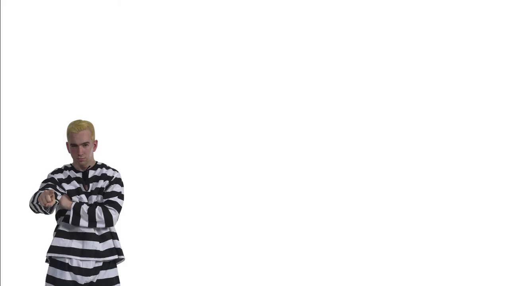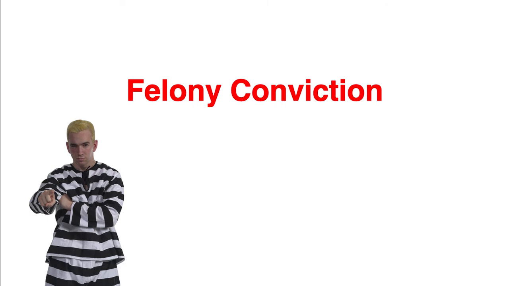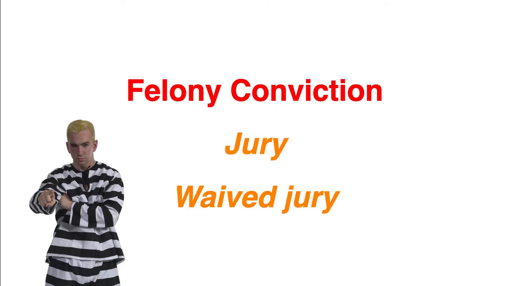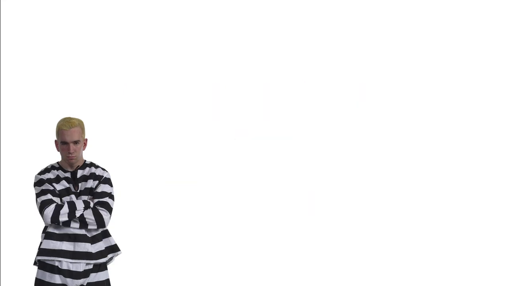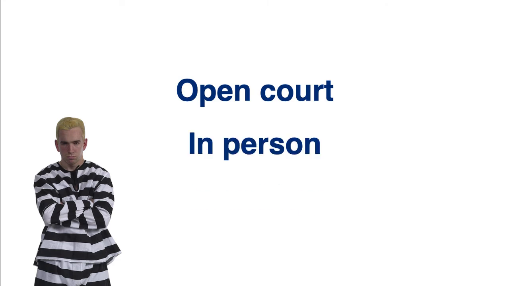Next, no defendant can be convicted of a felony unless convicted by a jury or the defendant has waived their right to trial by jury. If a defendant wants to waive their right to trial by jury, the waiver must be in open court, in person, and in writing.